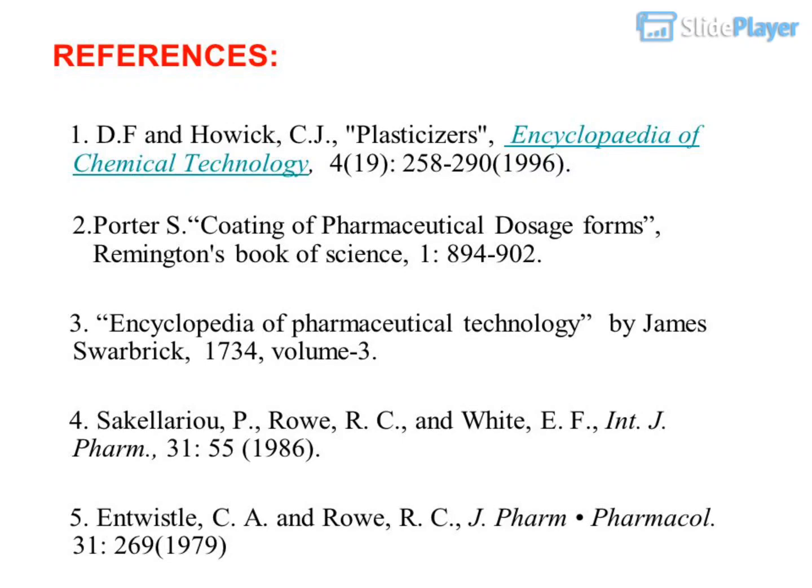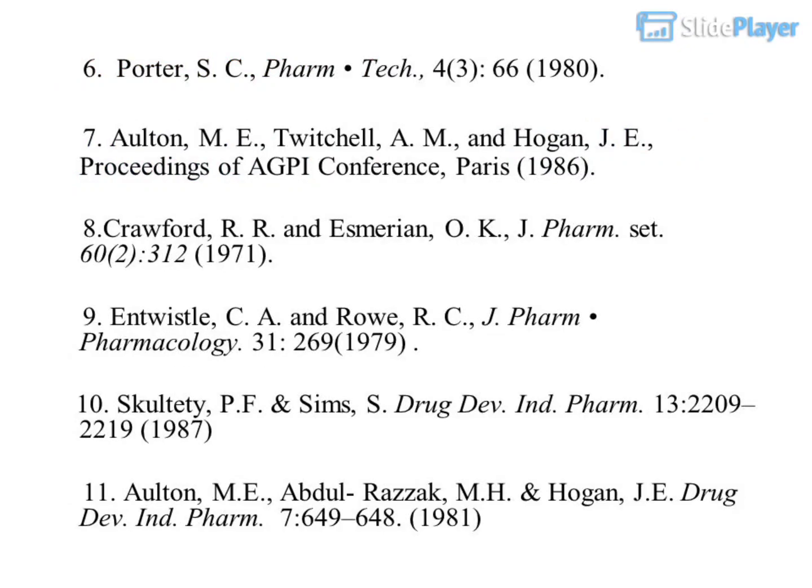References. 1. Howick, C.J., Plasticizers, Encyclopedia of Chemical Technology, 419, 258-290, 1996. 2. Porter's Coating of Pharmaceutical Dosage Forms, Remington's Book of Science, 1, 894-902. 3. Encyclopedia of Pharmaceutical Technology by James Swarbrick, 1734, Volume 3. 4. Sakellariou, P., Rowe, R.C., and White, E.F.T., Int. J. Pharm, 31, 55, 1986. 5. Entwistle, C.A. and Rowe, R.C., J. Pharm. Pharmacol, 31, 269, 1979. 6. Porter, S.C., Pharm. Tech, 43, 66, 1980.